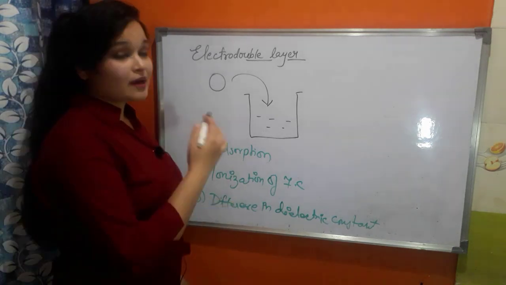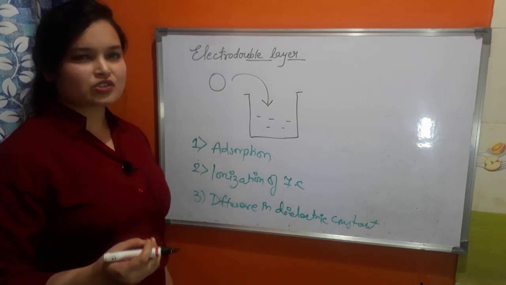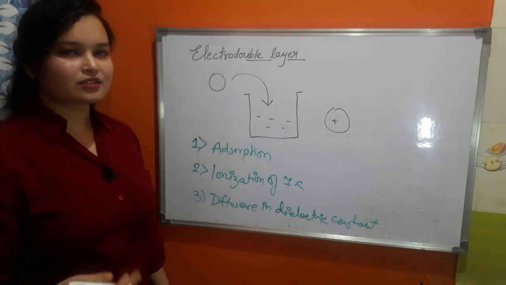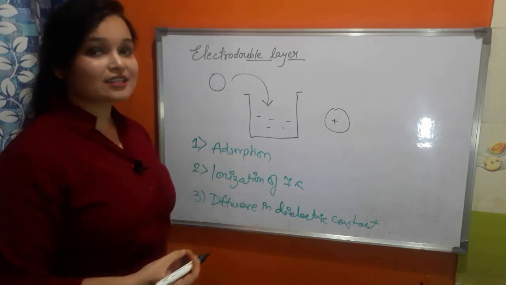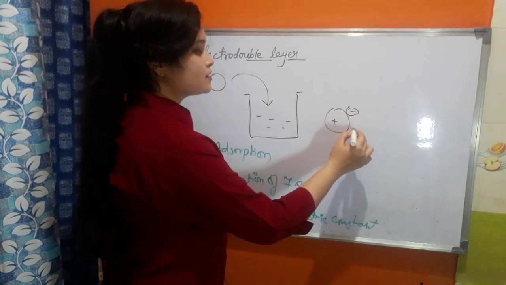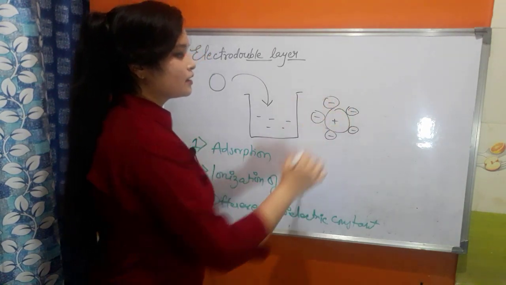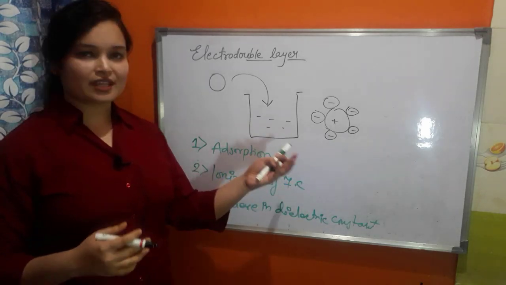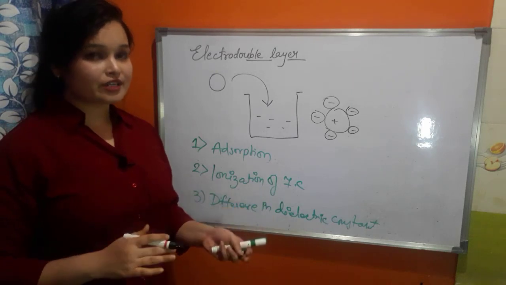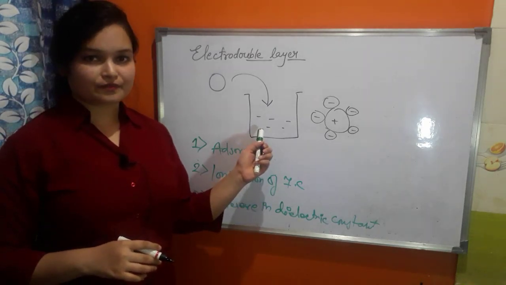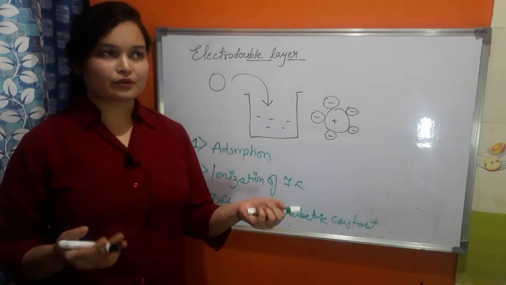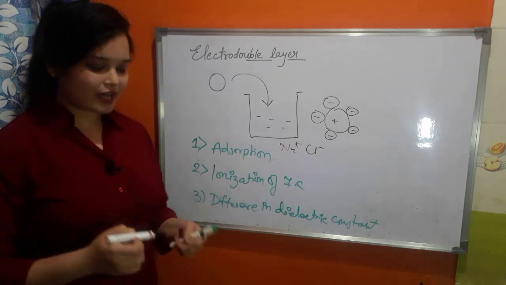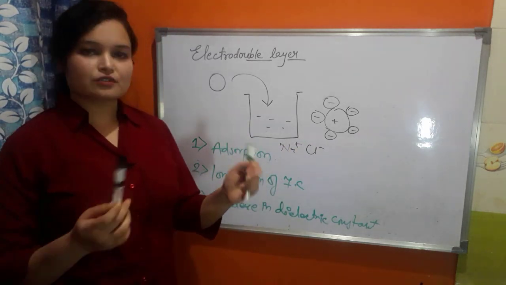Just imagine this particle having its own inherent weak charge, maybe positive or negative. Let's take it positive. It is having some inherent weak positive charge, so it will be attracting negative ions to sit on its surface. This simply means adsorption of ions. Now you may have a question: from where are these ions coming? These ions are already present in this solvent. These ions can be sodium, chloride, Na positive or Cl negative, anything like that. So these are already present in the solvent.